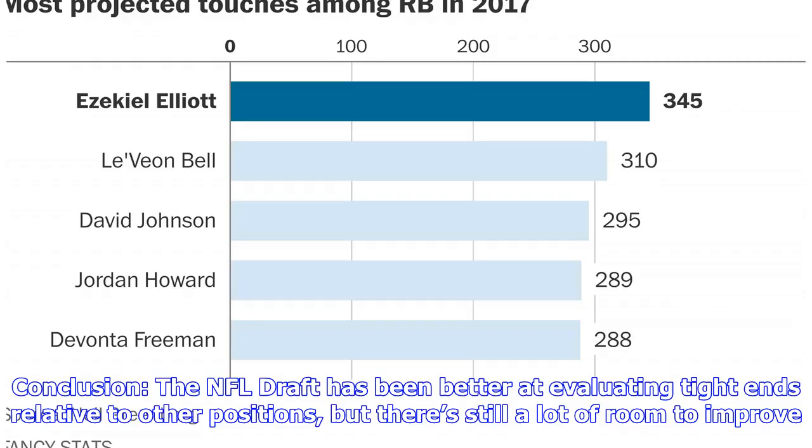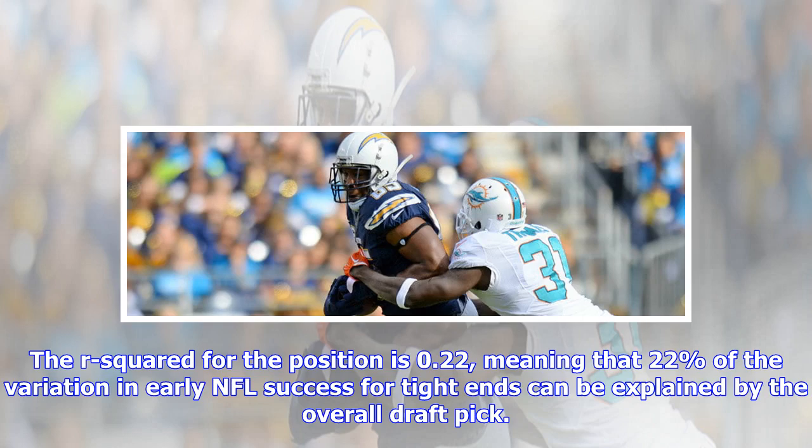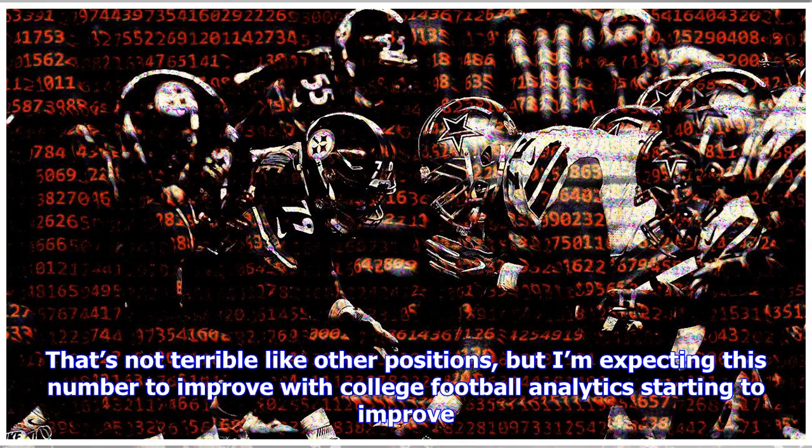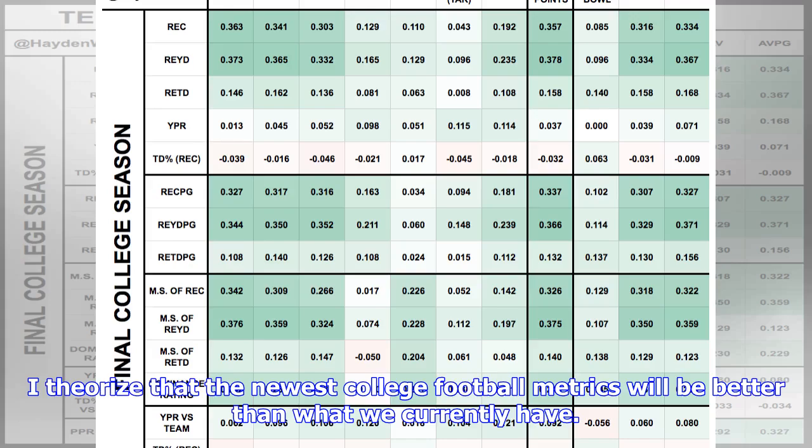Conclusion: the NFL Draft has been better at evaluating tight ends relative to other positions, but there's still a lot of room to improve. The R-squared for the position is 0.22, meaning that 22% of the variation in early NFL success for tight ends can be explained by the overall draft pick. That's not terrible like other positions, but I'm expecting this number to improve with college football analytics starting to improve. I theorize that the newest college football metrics will be better than what we currently have.